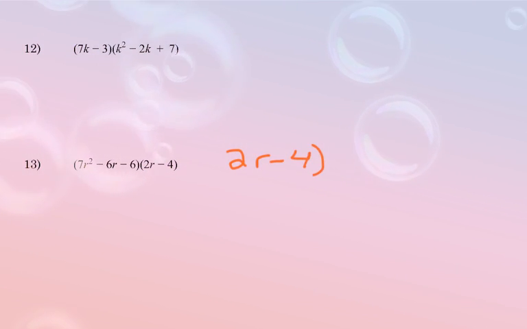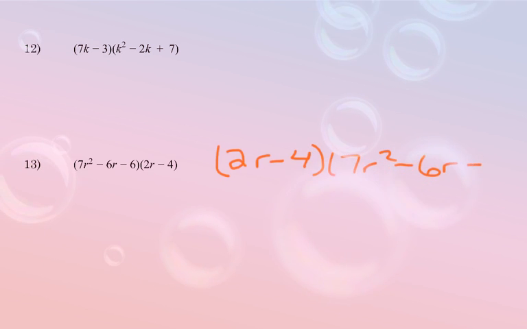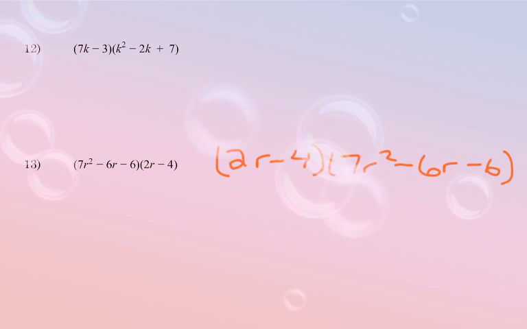And that's what you'll be doing for these last 2. For 13, remember, you can rewrite this if you feel like you want to. Make that 2r minus 4 times 7r squared minus 6r minus 6. I would recommend that, just because that's the way we just did. You'll have done it for 11, 12, and then 13 as well.